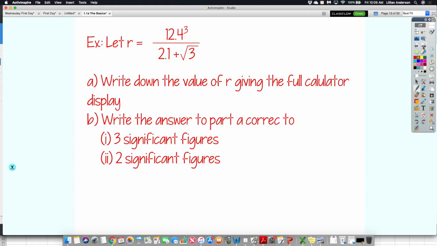So in that way, we can write down the values R, giving the full calculator display, and then rounding each part to 3 significant figures and 2 significant figures. So, what is the full calculator display? Anyone? 0.54... 666. Yes, that is what it is.